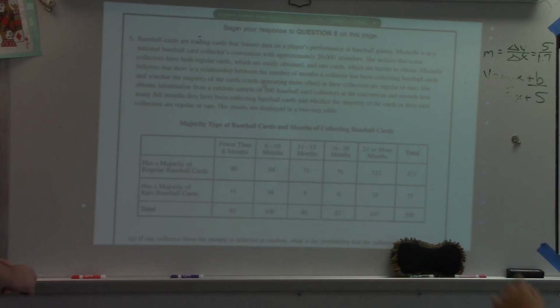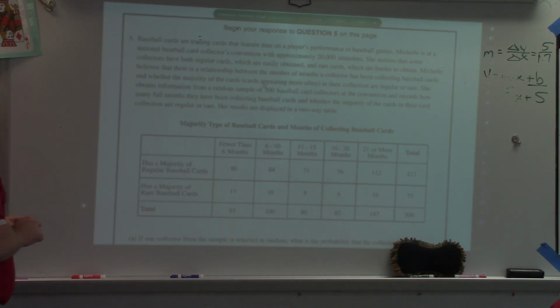2024 number 5. Once again, we got a 2-way table, two-way categorical data. So we should immediately be thinking probability and/or chi-square. So we've got these baseball cards, trading cards that feature data on players' performance in baseball games. We're at a National Baseball Card Collectors Convention with approximately 20,000 attendees.